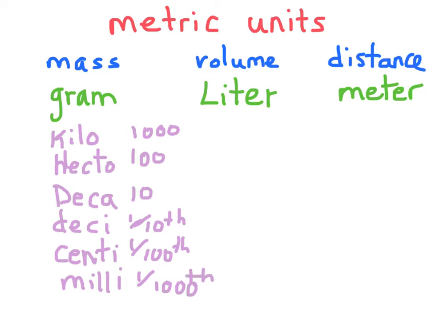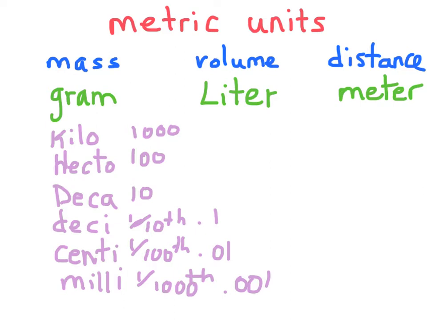So what does that mean? Well, that means that a kilogram is 1,000 grams. A hectogram is 100 grams. A decagram is 10 grams. A decigram is 1/10 of a gram, which is the same as 0.1 grams. As I was saying, a centigram is 0.01 grams, and a milligram is 0.001 grams.